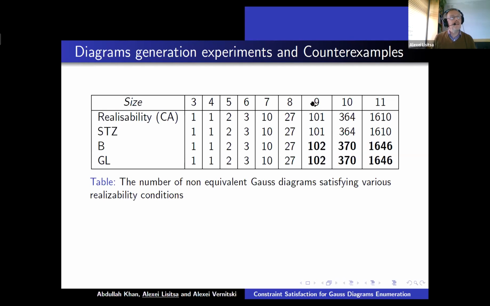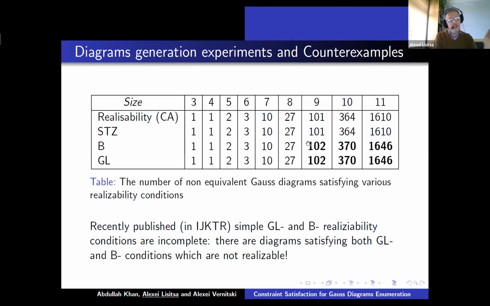So we found the differences start at size 9. While there are 101 realizable diagrams, the number of diagrams satisfying the B or GL conditions is 102. We spent a couple of weeks finding this difference.